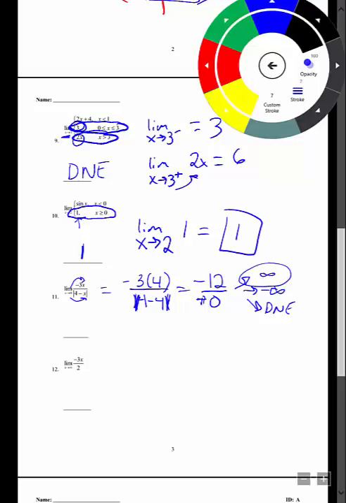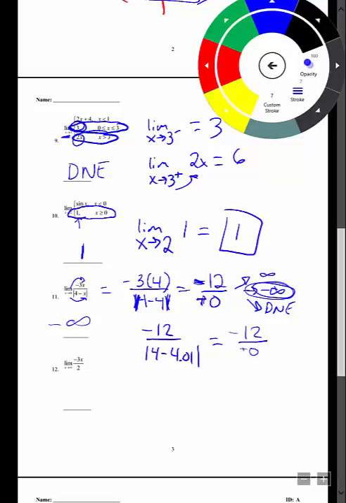Now, I circled positive infinity, but actually I messed up because we have negative 12 divided by positive, so this is actually negative infinity. So if you plugged in a number just bigger than 4, you'd have negative 12 divided by the absolute value of 4 minus 4.01. That's negative 0.01, but absolute value becomes positive. And then if you plug in a number just smaller than 4, like 3.99, you get 0.01, absolute value stays positive. So that's why negative divided by positive is negative infinity.